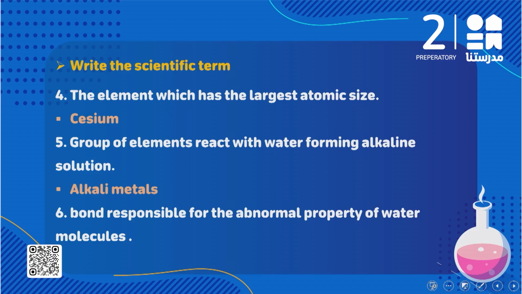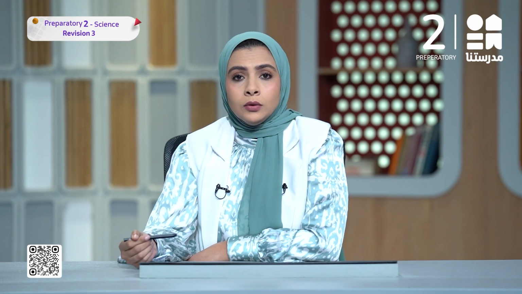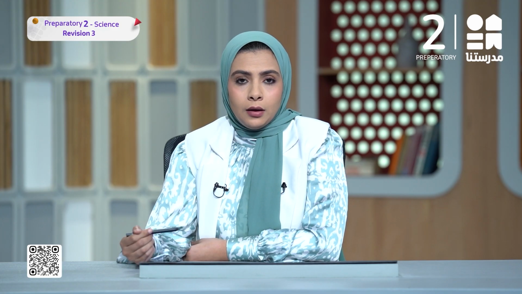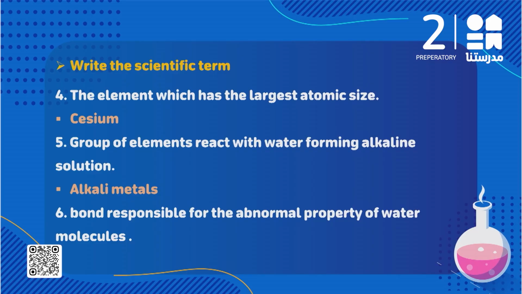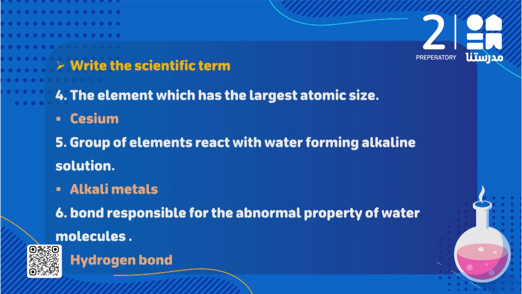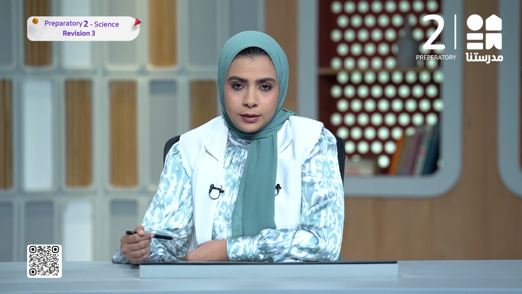Number 6, bond responsible for the abnormal property of water molecules. We said between the water molecules there is a type of bond called hydrogen bond. The hydrogen bond exists between the water molecules due to the higher electronegativity of oxygen compared with hydrogen. And we said the hydrogen bond between the water molecules is responsible for the abnormality of water properties, which is that water boils at 100 Celsius degree and it freezes at 0 Celsius degree.